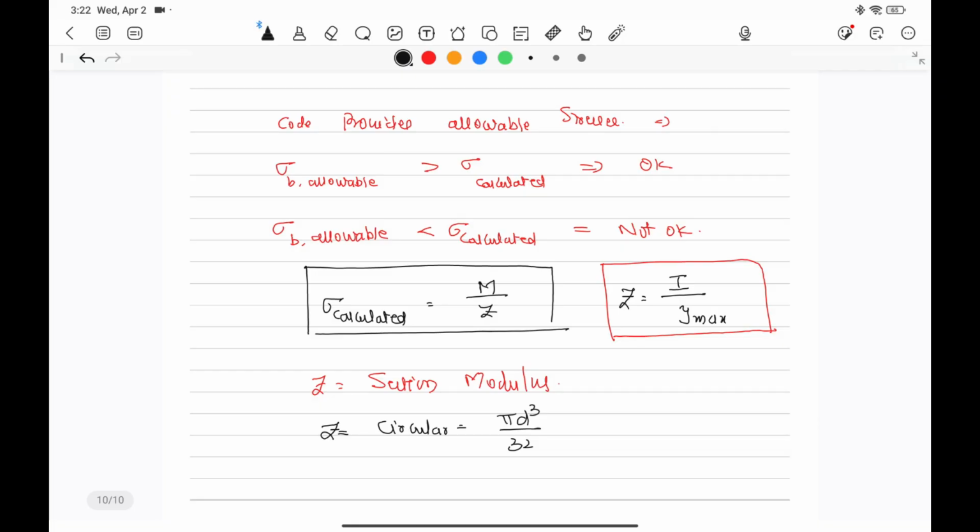For rectangular, you can find out, and for other sections also you can find out. So semicircular sections, rectangular sections, hollow sections, you can find out the section modulus. Once you have the value of the section modulus, you can find out the stress. You can calculate the stress with the help of the bending moment, calculating the bending moment from the load applied.